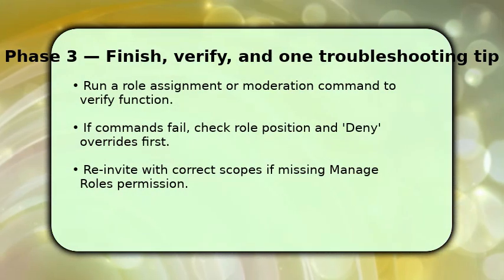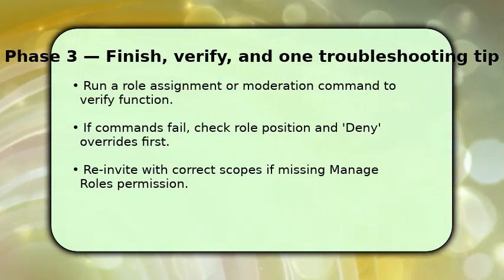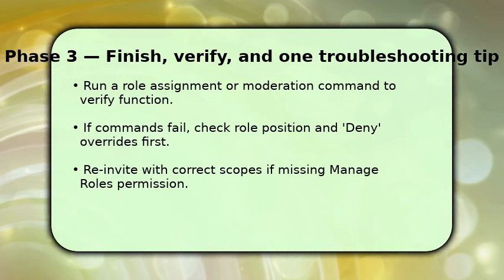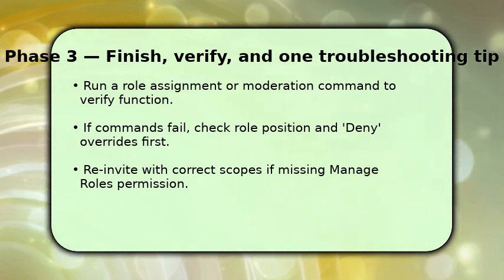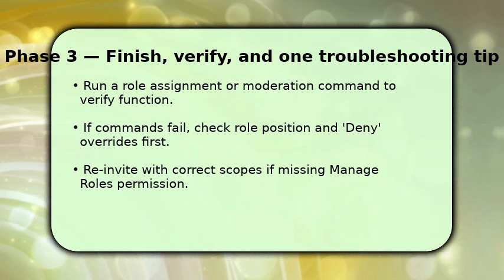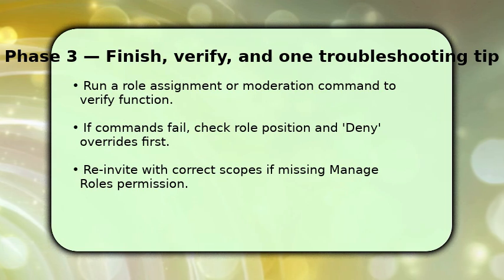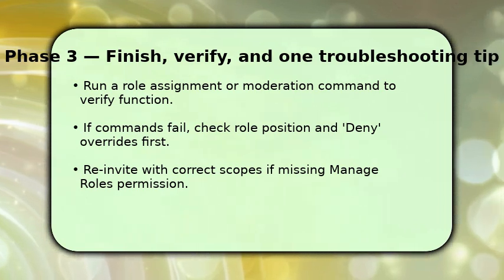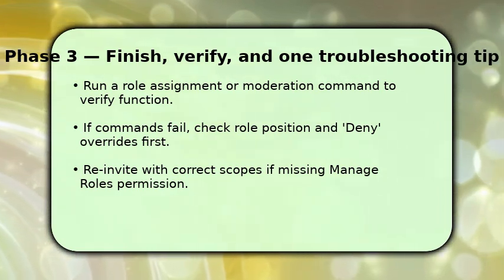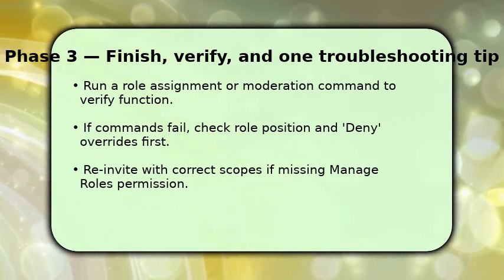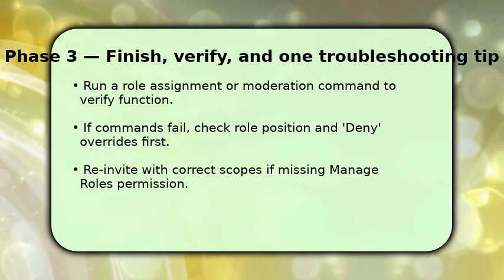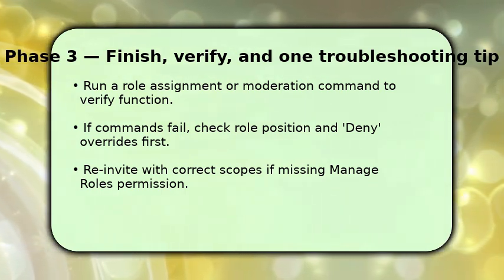You finish by testing. Execute a CarlBot command that assigns or manages a role, or run a moderation command you set up. If it fails, pause and check the role position. CarlBot must be higher than the target role, and inspect any deny overrides at channel or category level, because deny wins. If permissions still look correct, re-invite CarlBot with the manage roles scope and required intents.